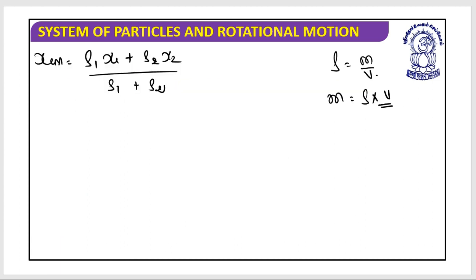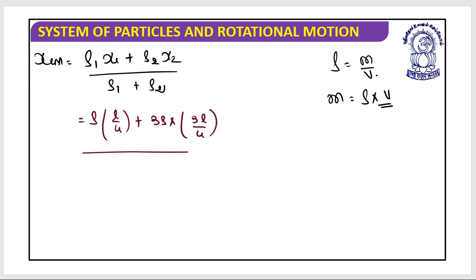So let's just put in the values and get it done. This equals rho multiplied by x1, which is L by 4, plus second, 3 rho multiplied by 3L by 4, that is equal to rho plus 3 rho, which is 4 rho, which could be written as 5 by 8 L.